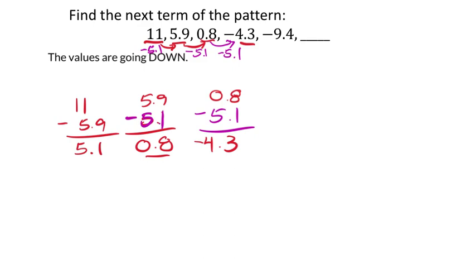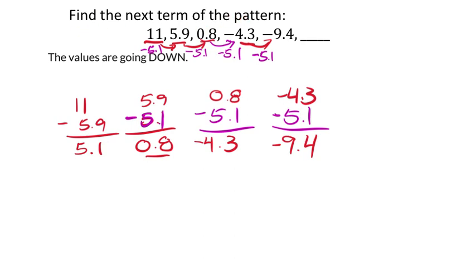Now, seeing it happen twice is good enough to say that I know the pattern. But again, I'm just showing you that this is going to continue. And I'll do it one more time. So from negative 4.3 to negative 9.4 should be subtracting 5.1. So again, we take negative 4.3, we subtract 5.1, and we should get negative 9.4, which we do. And put that in the calculator, and then you can see that that will actually occur.